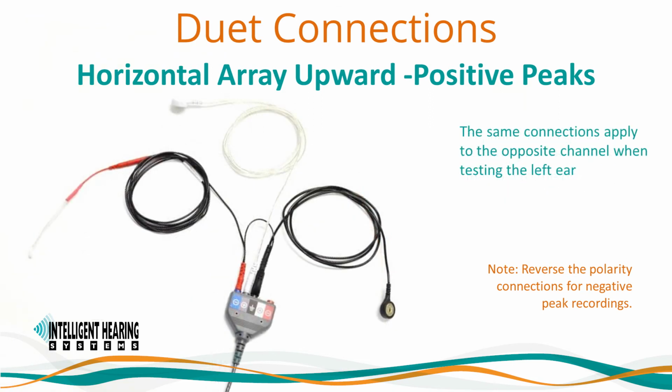Now to switch ears and test the left ear using a horizontal array with positive upward peaks, you would make the following connections. The Wick cable from the left test ear would be connected to the blue negative input on the patient cable. The shielded extension of the Wick cable connects to the ground, with the forehead ground lead stacked on top. And the electrode lead from the right ear mastoid or ear canal would be connected to the gray positive input on the patient cable.